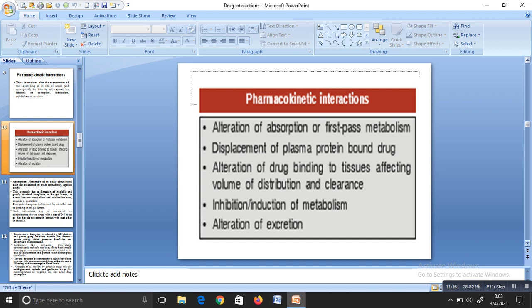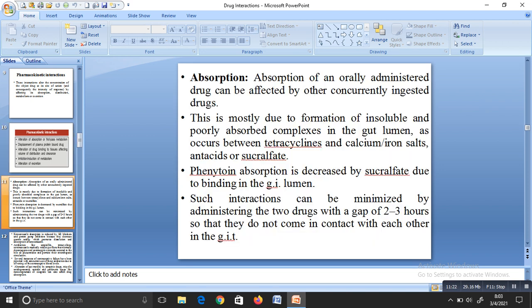So first is absorption. We know if you're taking a drug orally, the drug has to get absorbed, and if you're taking two drugs together, the absorption of one drug may be interfered with by another drug. An example is if you're taking tetracycline with calcium or iron, antacids or sucralfate, even milk preparations. Tetracycline is an antibiotic. Taking tetracyclines with calcium or iron salts, antacids or sucralfate, what it will be forming is an insoluble complex. That insoluble complex will be poorly absorbed from the gut lumen.